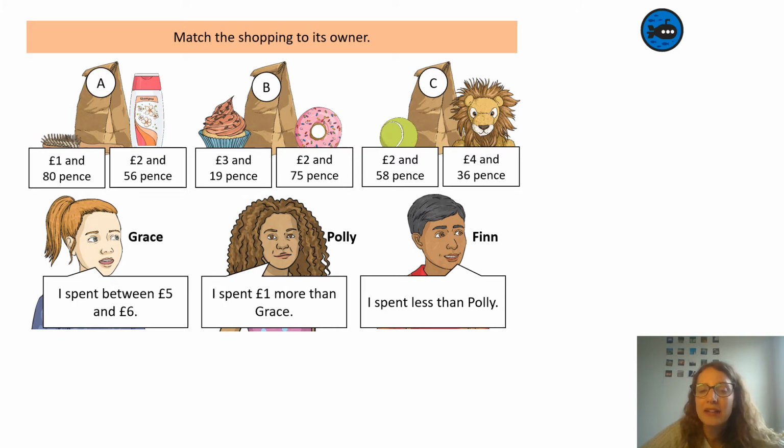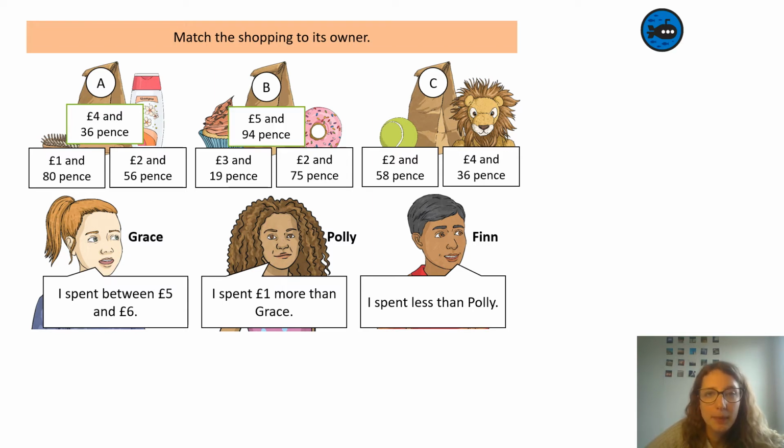Okay, and Finn has spent less than Polly has. Okay, so we need our 3 costs. So bag A, hopefully you've worked out the total as £4.36. Bag B is £5.94, and bag C is £6.94. Okay, so let's look at Grace.